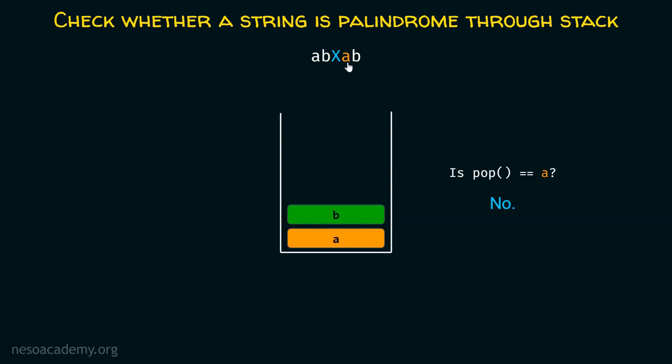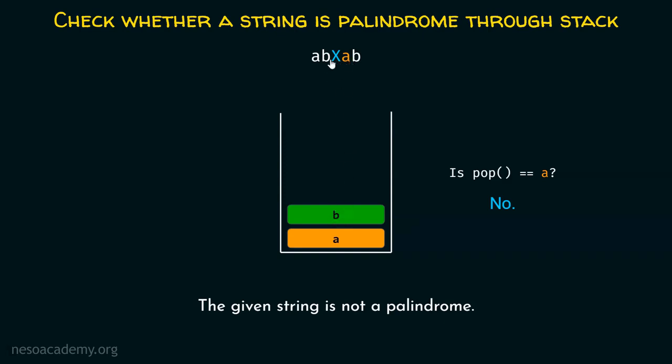This time we will check whether the topmost element of the stack is equal to this character or not. You can see this. They are not equal, right? Is pop equal to A? You can see that the topmost element of the stack is not equal to this character. Hence, this string is not a palindrome. Got it? This string is not a palindrome. This character is not equal to this character.